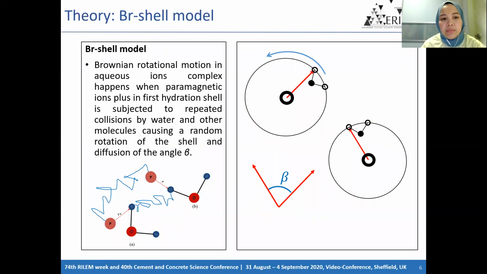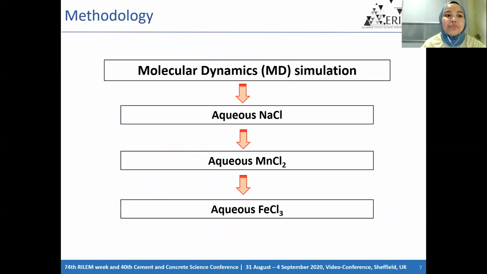And to explain more about the new model, the Brownian shell model is developed based on Brownian rotational motion in the aqueous ion complex. As for the methods, I first conducted the MD simulation on aqueous sodium chloride, then I carried out the simulation on aqueous manganese chloride, and lastly the aqueous iron chloride.